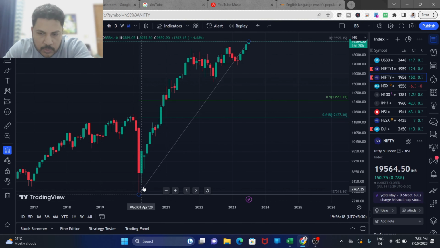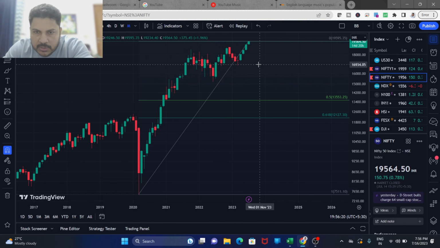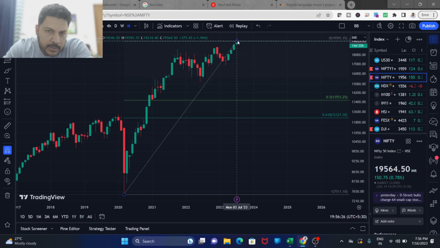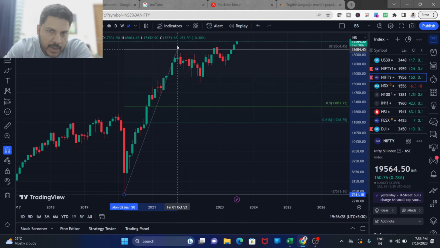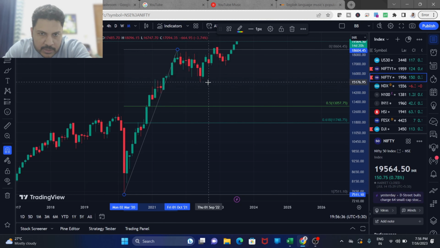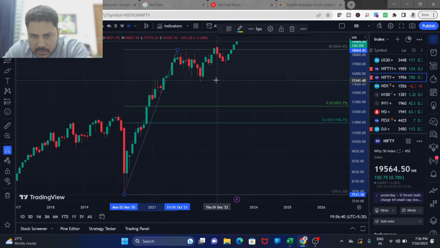So today the market has moved from here till about 19,564. What kind of retracement can we expect? Let's look at the previous high where the market reached. This was on 1st October 2021. It reached this high, and from there it came down to about 15,000, touching around June 2022. So this was a point.